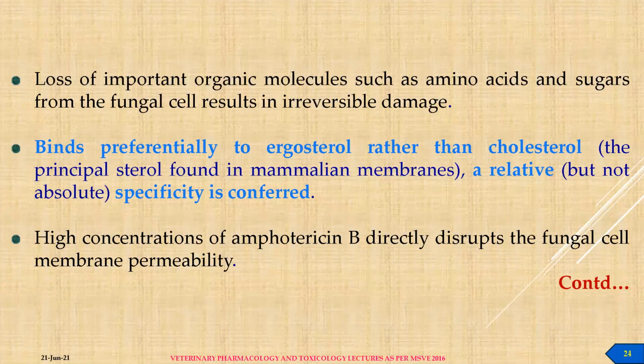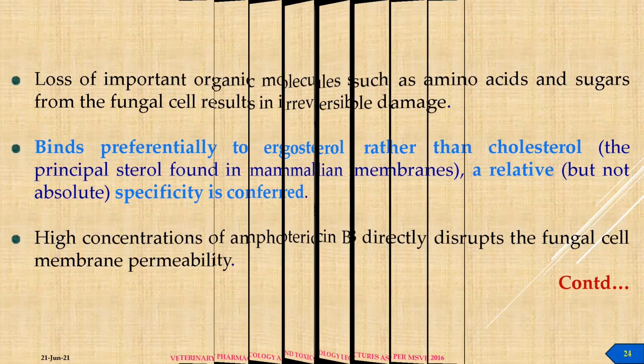It binds preferentially to ergosterol rather than cholesterol. Cholesterol is the principal sterol present in mammalian membranes, so the selectivity is relative but not absolute. A high concentration of amphotericin B directly disrupts fungal cell membrane permeability. As we have seen, the potassium and hydrogen pump is hampered, and hence the permeability changes.